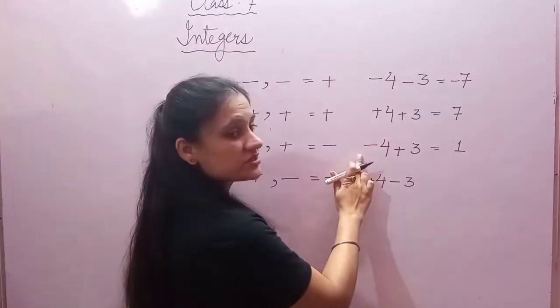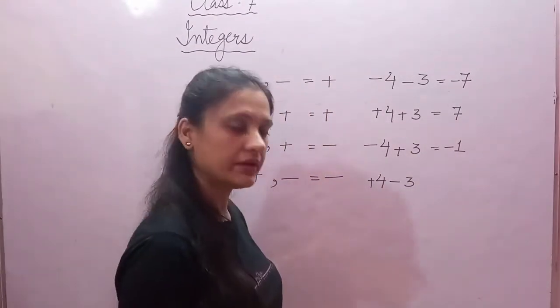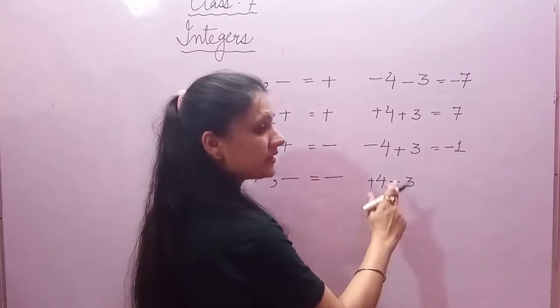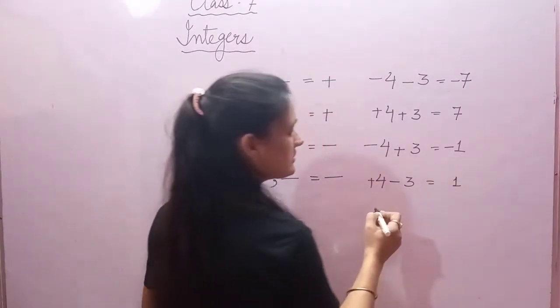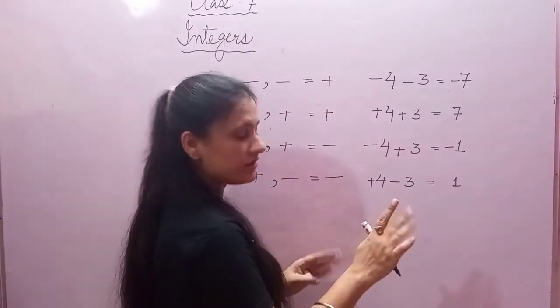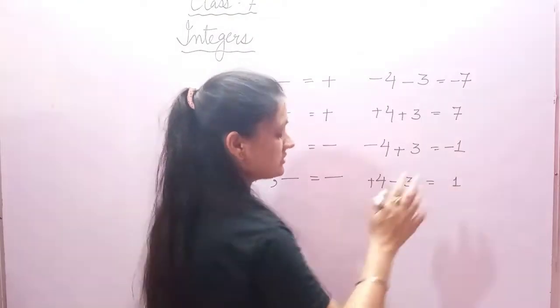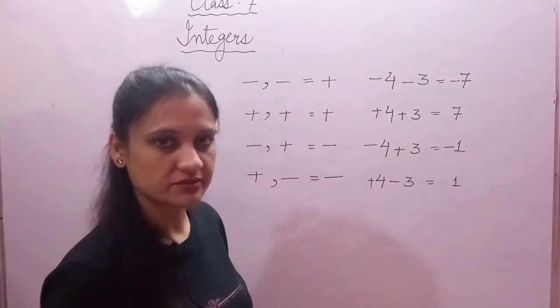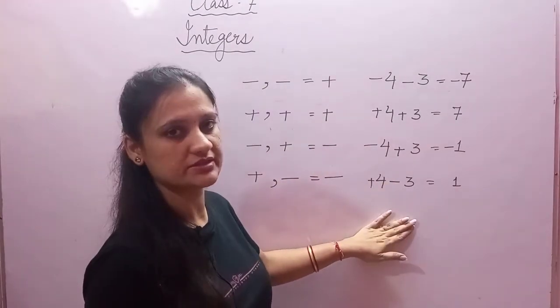4. And which is the sign with 4? Minus. So the answer will also be minus. Then plus minus, again minus. 4 minus 3 is 1. Which is the greater number, ignoring the signs? Yes, 4. And what is its sign? It is positive. So no sign will be coming with the answer. I hope you understood this. This is really important to understand.